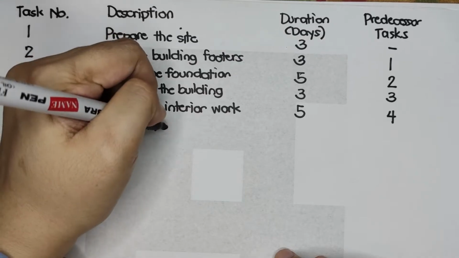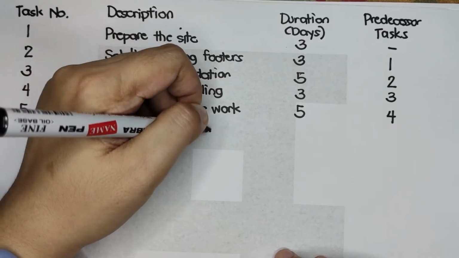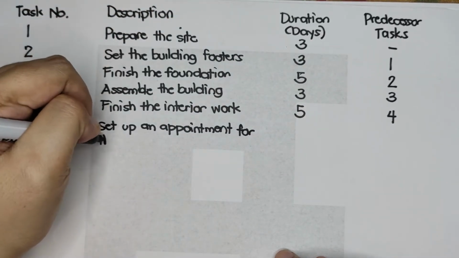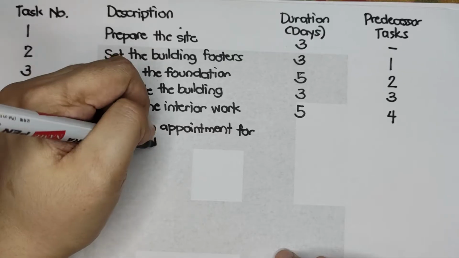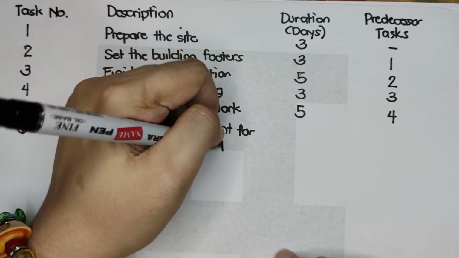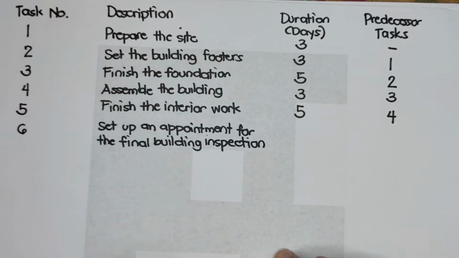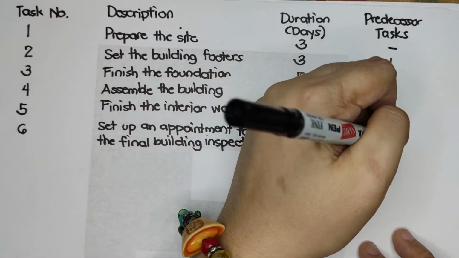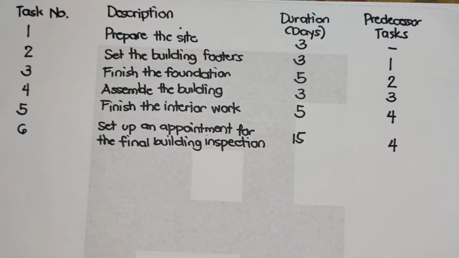Set up an appointment for the final building inspection. Duration is the longest of the tasks, 15 days, and the predecessor task is also 4 because of the condition start 2 tasks at once. Okay, that is task number 6. We're already done with 5 and 6.